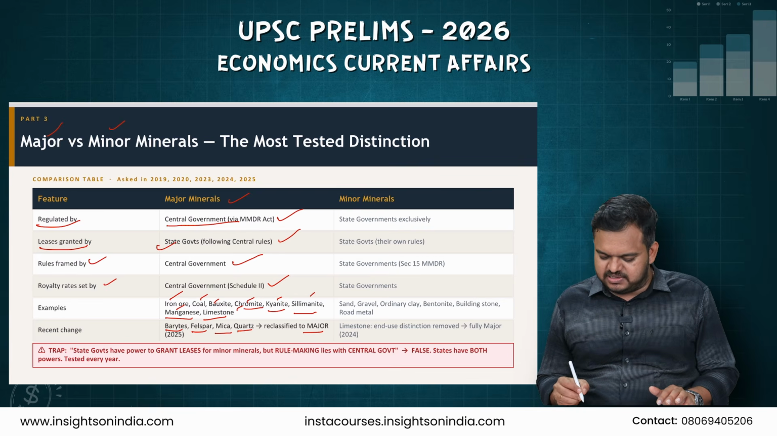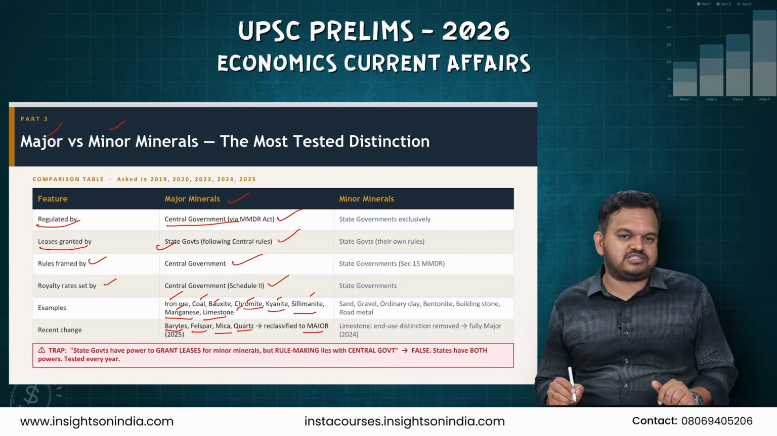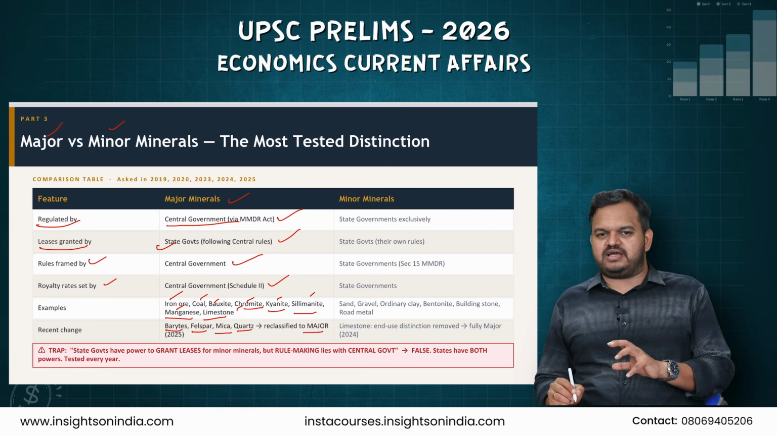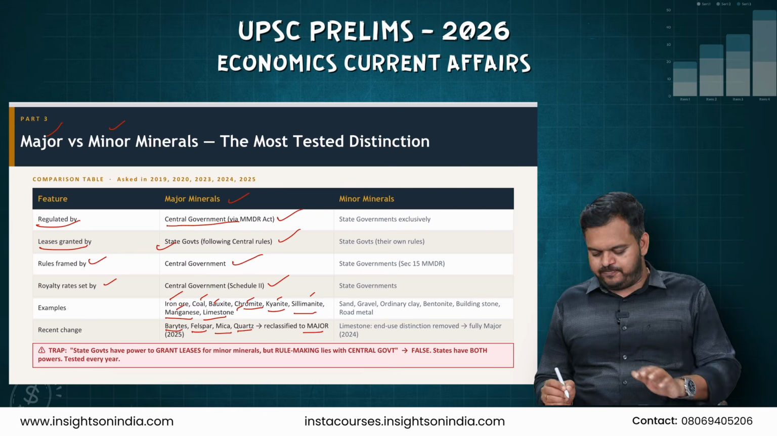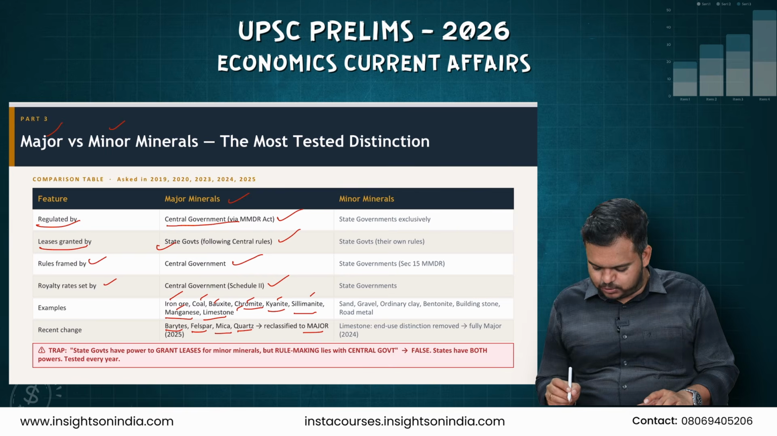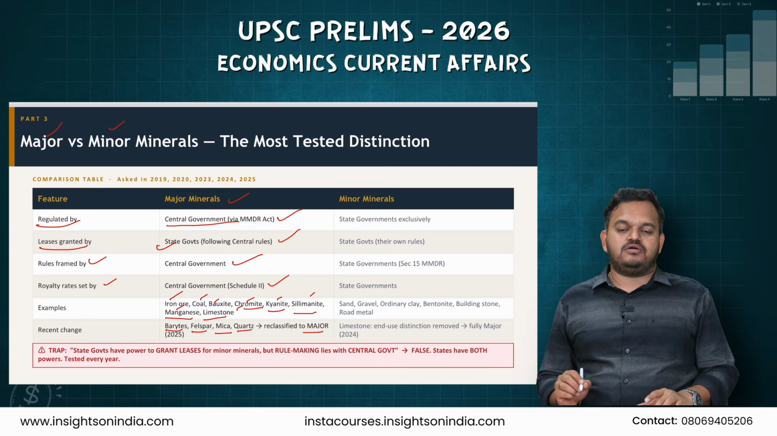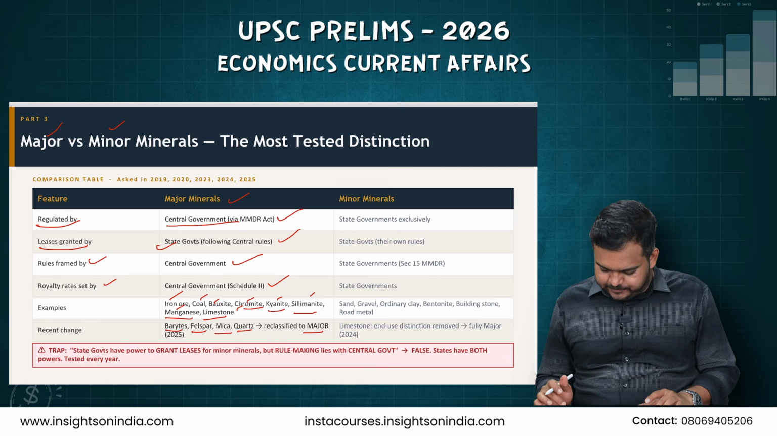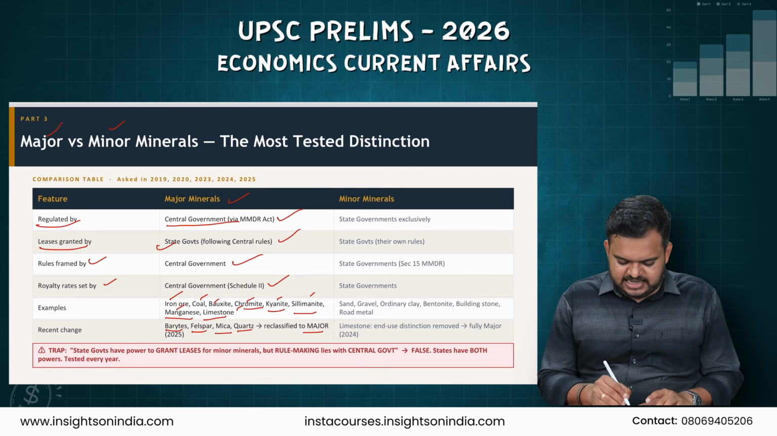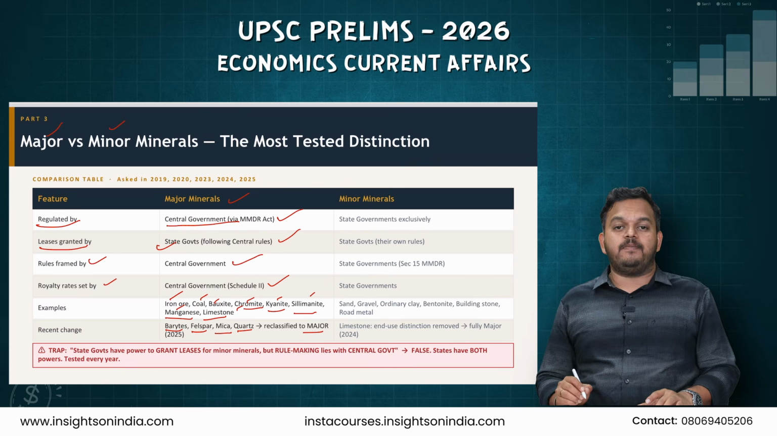And what are the examples of minor minerals? Sand, gravel, ordinary clay, bentonite, building stone, road metal, etc. Right, which are not economically so significant, but they are part of construction or other manufacturing processes. So yes, as I told you, limestone is recently moved from the minor to the major mineral category. Examples, as I told you: iron, coal, manganese, bauxite, chromite, kyanite, sillimanite, limestone, gold, copper, zinc, all form part of major minerals.